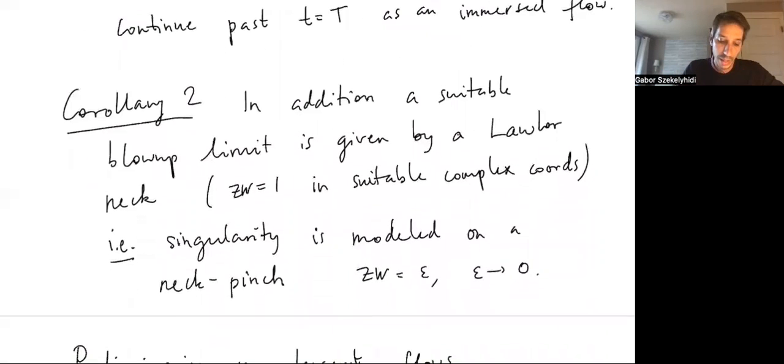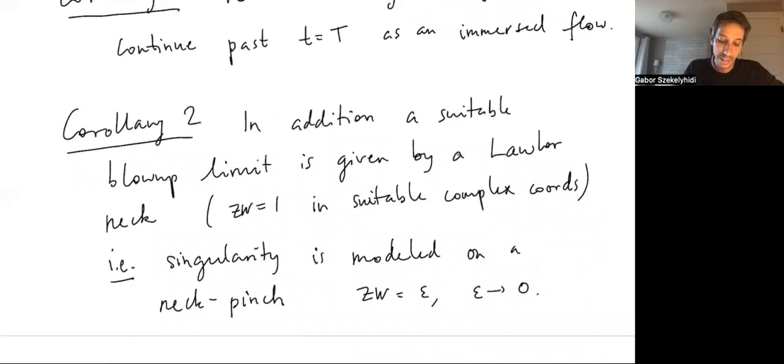The second corollary is that if you have such a tangent flow, then a suitable blow-up limit, so if we choose the centers of our blow-ups correctly and the scales, then what we will get is what's called a Lawlor neck. So this is simply this complex hyperbola if you choose suitable complex coordinates. So these would not be with the standard coordinates on C^2, but a kind of rotated complex coordinates for some rotated complex structure.